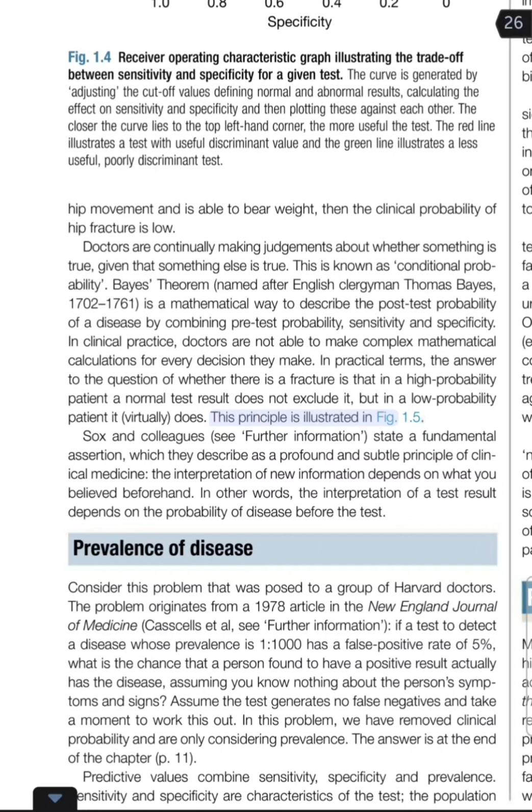This principle is illustrated in Fig. 1.5. Sackett and colleagues state a fundamental assertion, which they describe as a profound and subtle principle of clinical medicine: the interpretation of new information depends on what you believed beforehand. In other words, the interpretation of a test result depends on the probability of disease before the test.